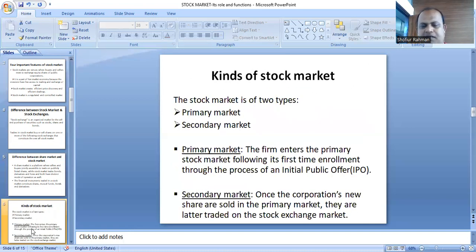Now, kinds of stock market. The stock market is of two types. One is primary market, and another is secondary market. In the primary market, the firm enters the primary stock market following its first time enrollment through the process of an initial public offering. That is called IPO in short form. Many of you might be knowing that this company, that company are issuing some IPO, initial public offering. And secondary market: once the corporation's new shares are sold in the primary market, they are later traded on the stock exchange market.